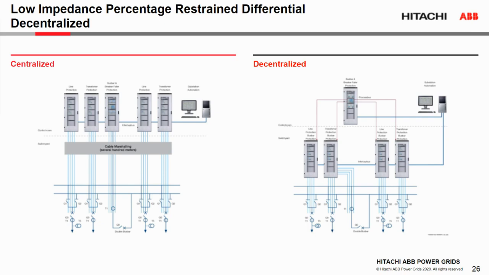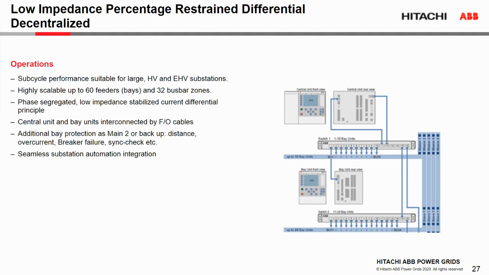So this is the decentralized scheme. It's very similar to IEC 61850-9-2 process bus. The only difference is that this is typically proprietary. The other advantage is that these bay units have different protection functions embedded in them, so they can additionally provide main two or backup protection services right in the field, such as distance, overcurrent, and breaker failure. So you don't require two central units, two systems. This can be a backup scheme as well, depending on the standards and criticality of the redundancy for that particular substation application.